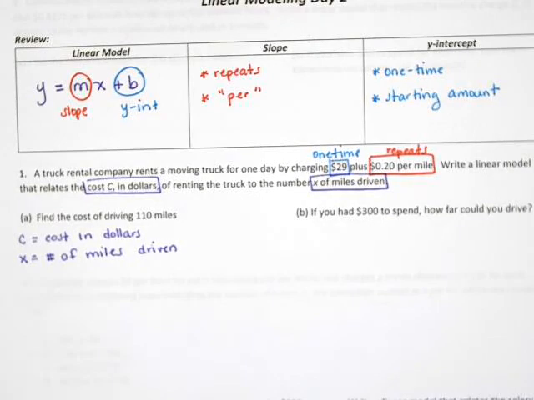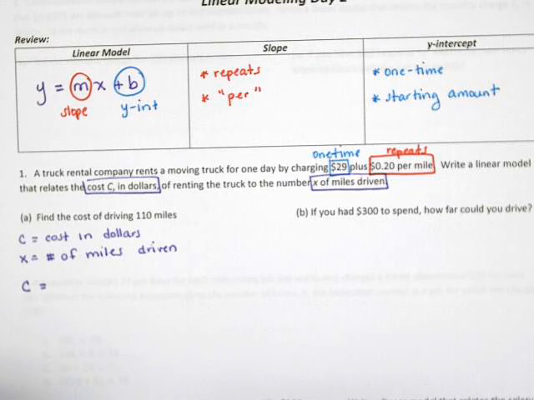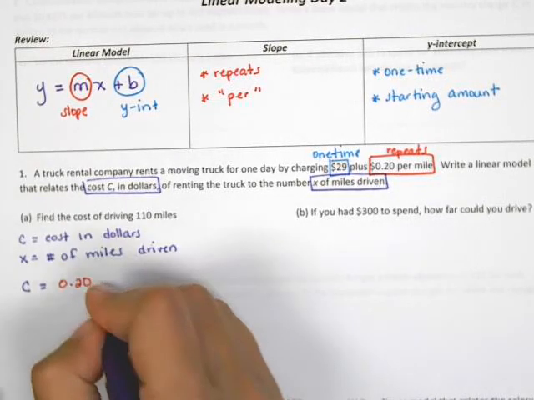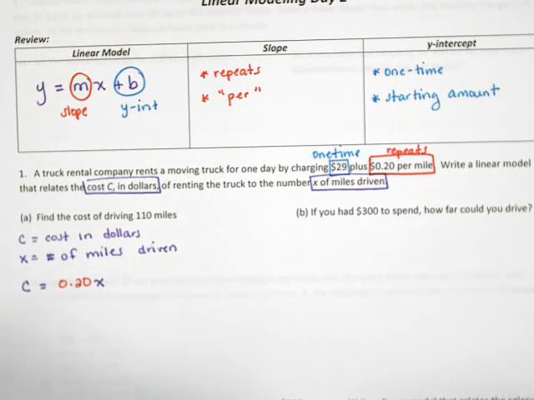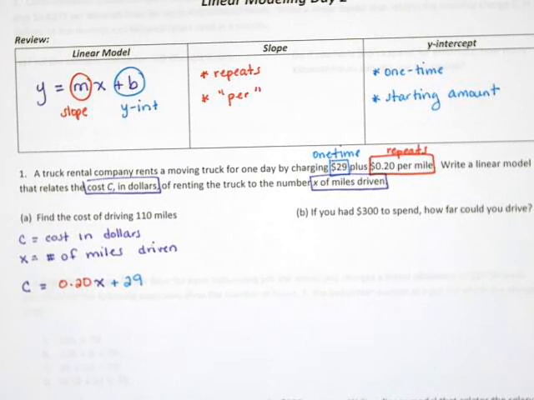So if I write this equation, it's going to look like this. C equals 0.20X plus 29. But I'm not done yet.